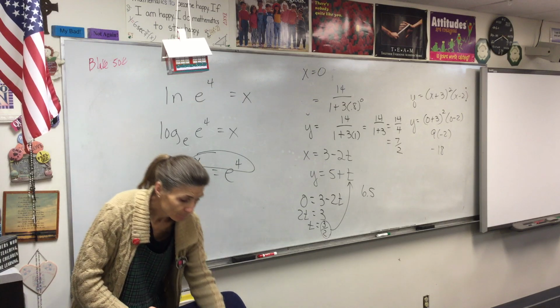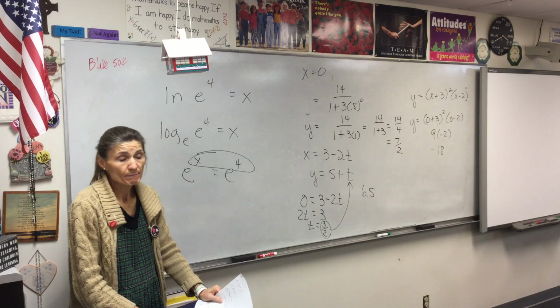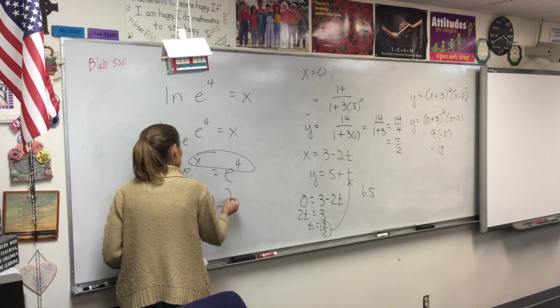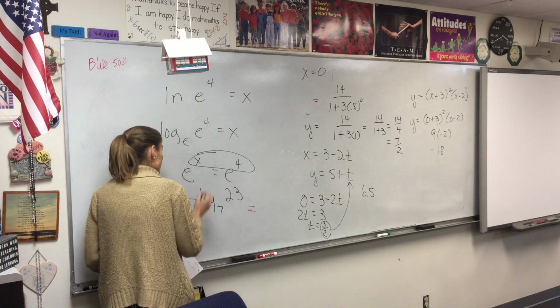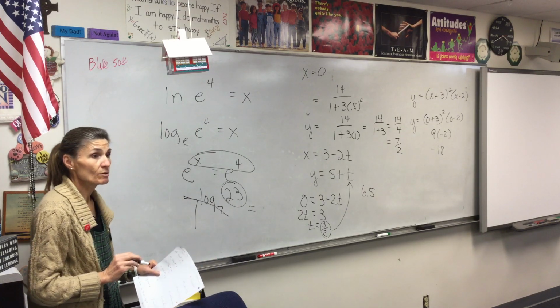Nathaniel? Can you do h? The answer is 23. That's a property. We just need to know that 7 to the log base 7, these cancel, and the answer is 23.